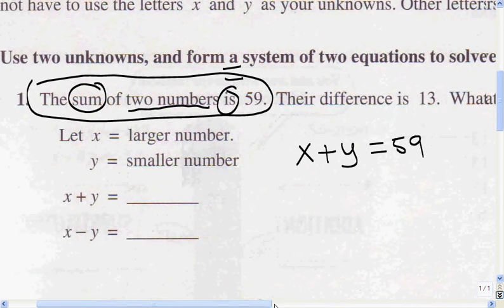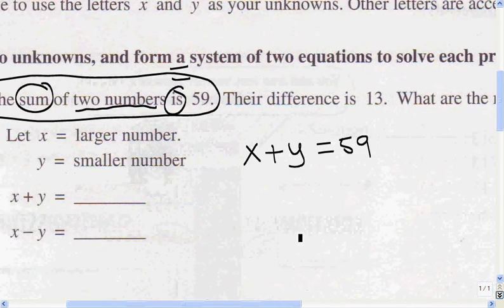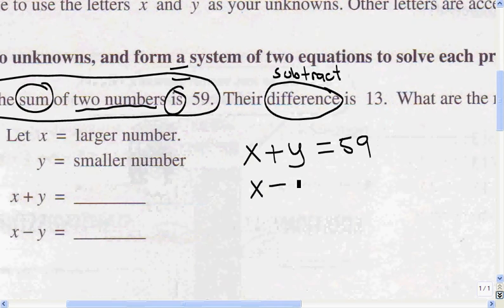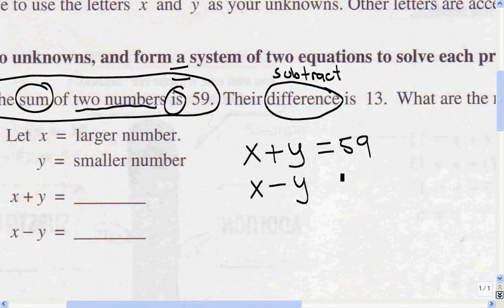Now I'm going to look at the second sentence. In the second sentence, they tell me that their difference is 13. Difference means subtract, take away. Okay, so x minus y, subtracting the two numbers, is, remember I told you is means equals 13.